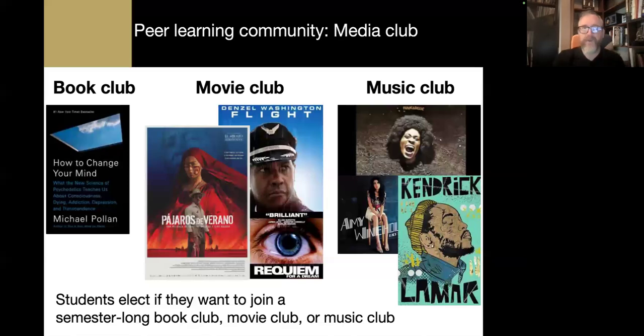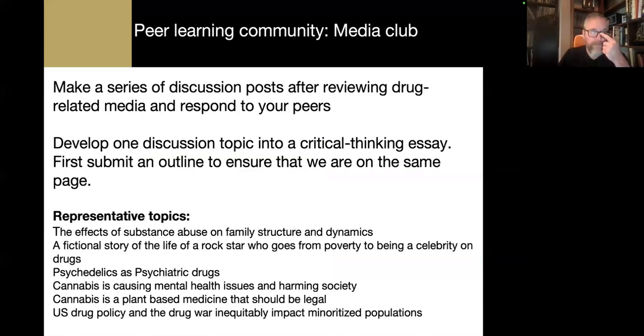It's very similar to our icebreaker. In this media club assignment, students choose whether they want to consider drugs within the context of a book, a series of movies, or a series of music mixtapes that I've created. They then join a learning community where they discuss their thoughts with like-minded peers over the remainder of the term as, again, another level of social learning. They're given a list of movies, book chapters, or mixtapes that they can access online, and are instructed to make a series of discussion posts and to respond to their peers.